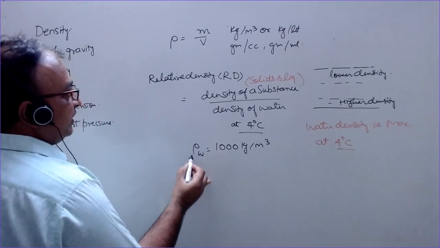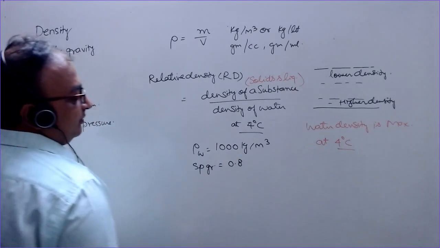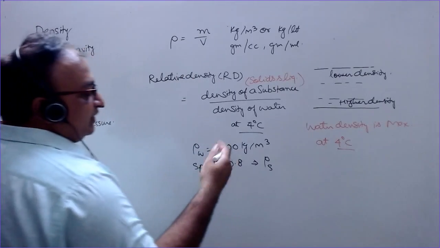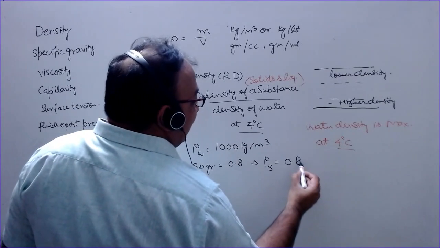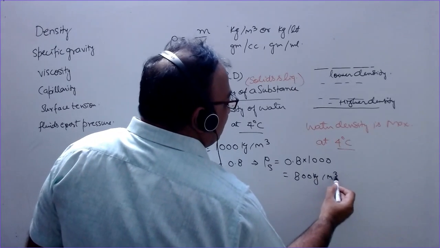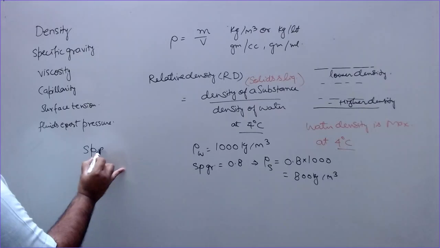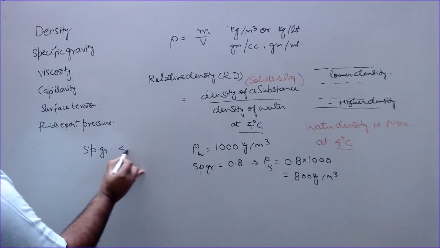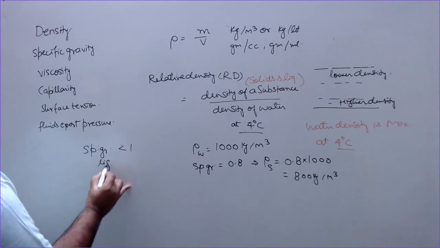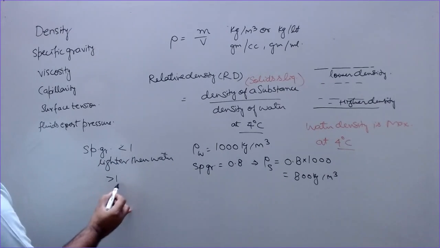So if you have specific gravity or relative density equal to 0.8 for a substance, it means that density of that substance, suppose it is a solid, equals 0.8 into density of water, 800 kilogram per meter cube, which is less than the density of water. So if specific gravity or relative density is less than 1, it means that the substance, liquid or solid, is lighter than water. If it is greater than 1, then heavier than water.